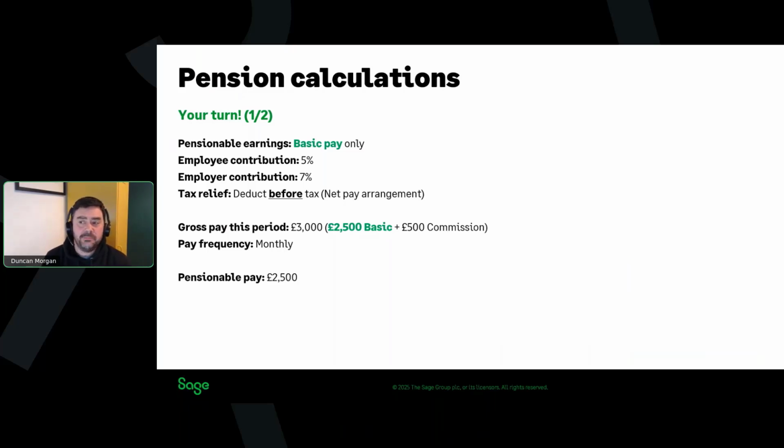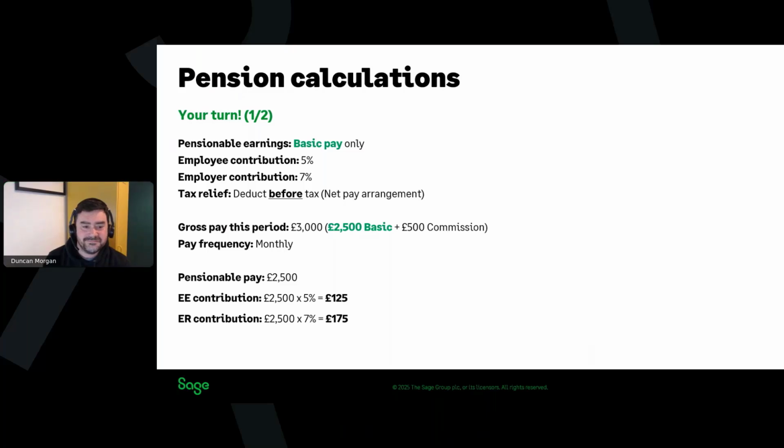So first of all, the pensionable pay, with it being basic pay only, was £2,500 in this example. The employee's contribution is 5% of £2,500, and that's £125. Because it's deducted before tax, the full percentage is deducted from the employee. The employer contribution, 7% of the basic pay, is £175. So I can see that a lot of you got that right.